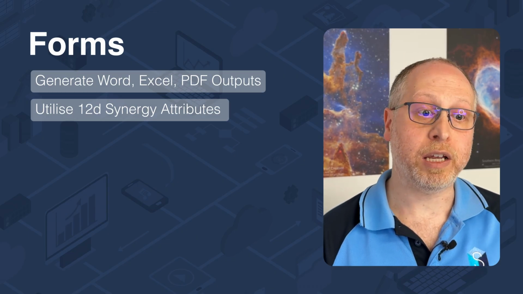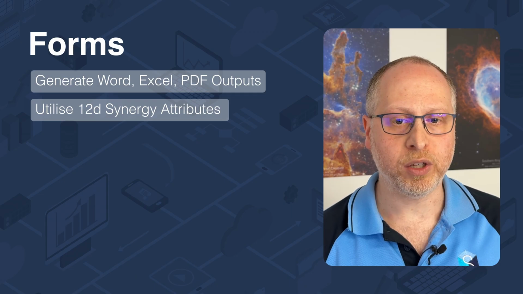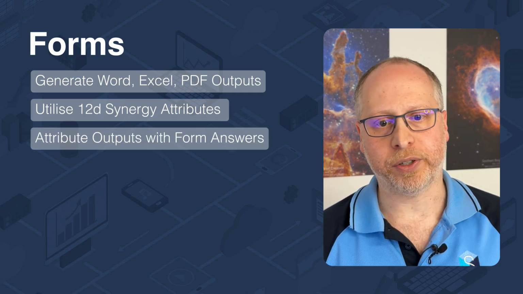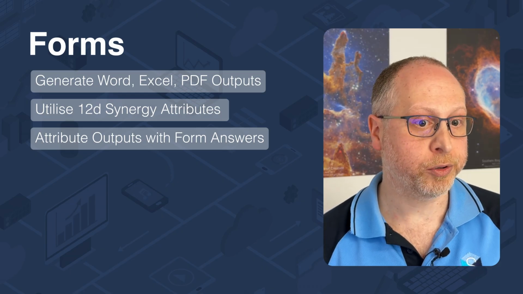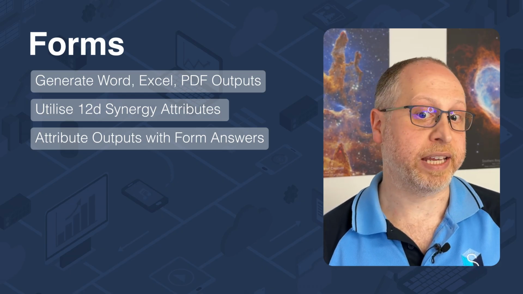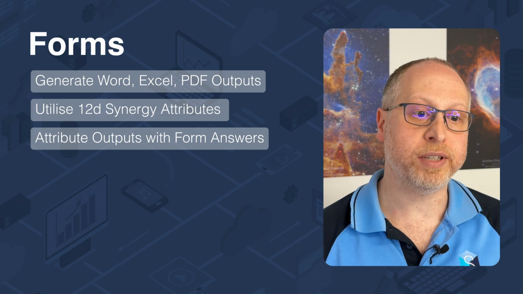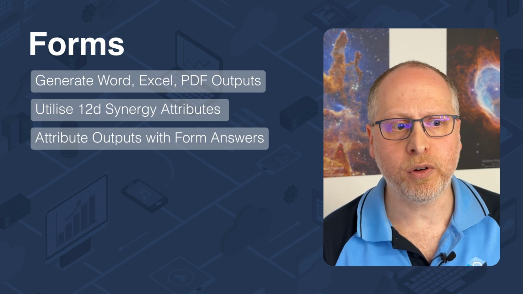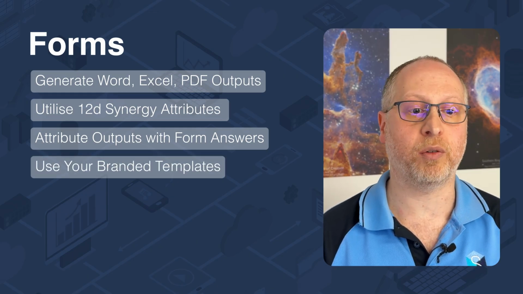And at the end, if there are important answers in the forms that you want attributed against the files, you can do that as well. So for example, we have a site inspection with a pass or fail result. That's something you might want to attribute against the output PDF, and then you can use that to find things much more quickly. And as we mentioned before, you can actually use your own templates to generate your own look and feel.